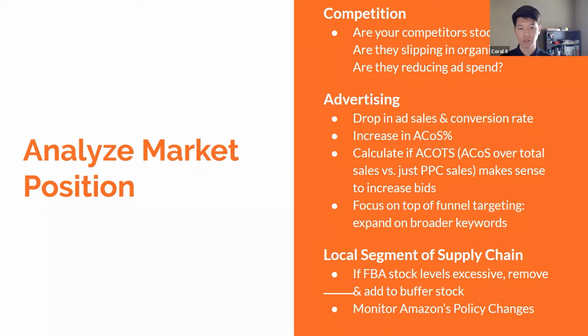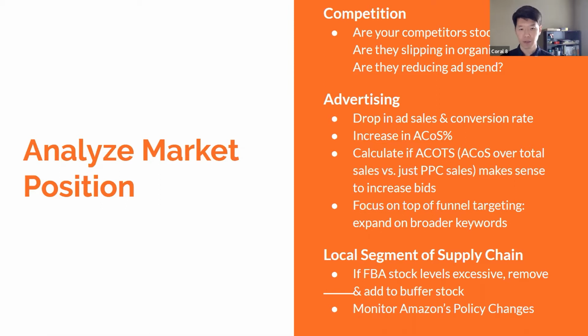Are they slipping in organic ranking? Are they reducing ad spend? So if you're using a tool to monitor competitors' ads, or if you're doing spot checks, or your team's doing it, are you seeing those impressions from your competition get reduced, decline because of potential stock out issues that they may have?